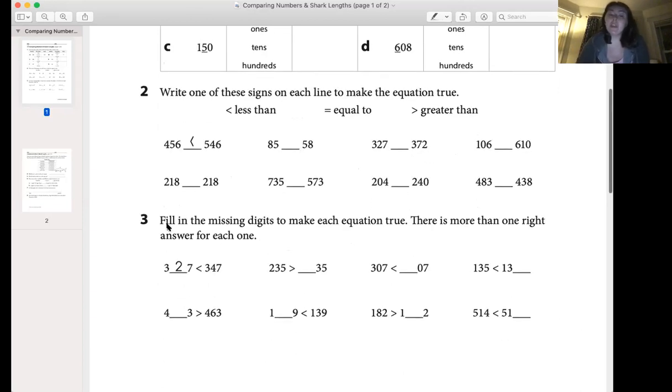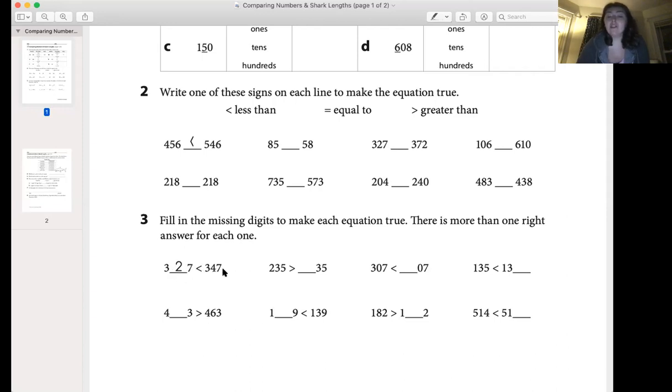Then for number 3, you're going to fill in the missing digits to make each equation true. So there's more than one right answer. So let's look at the example here. They had 3 blank 7 is less than 347. So they had to fill in a number here that would make this one less than.